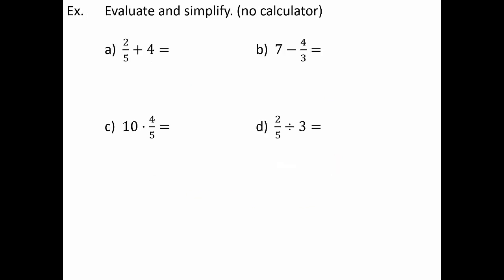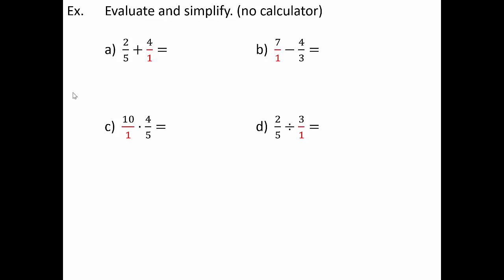The key to working with fractions and whole numbers is to recognize that a whole number is a fraction. Anytime I give you a whole number, you can think of it as a whole number over 1. And then from there, proceed based on the rules of adding, subtracting, multiplying, and dividing.